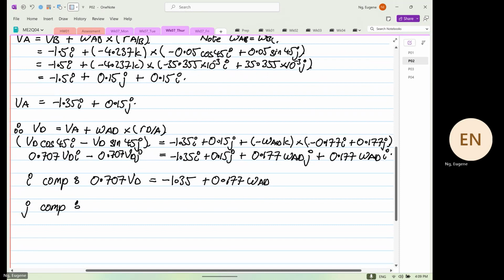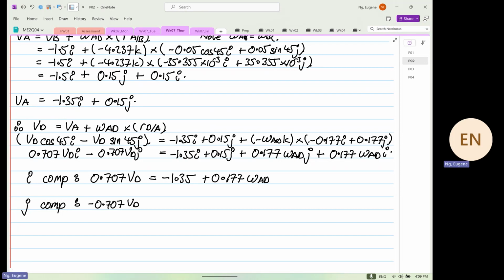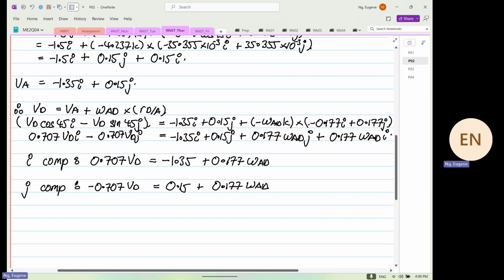Anyway, for the J component, minus 0.707 VD is equal to 0.15 plus 0.177 omega AD, okay? So now, wait, let me check. Did I mess this up? Yep, this is good. I think we are good.